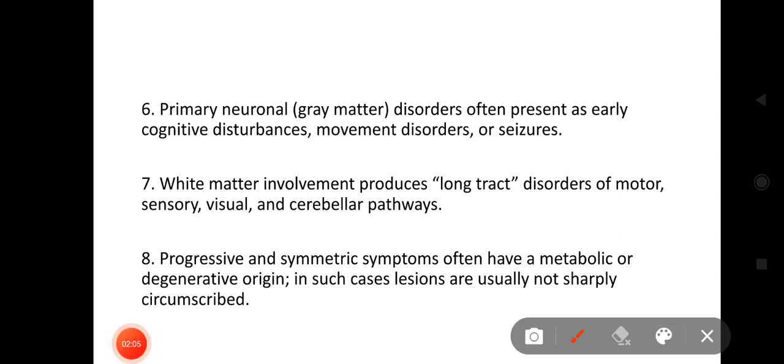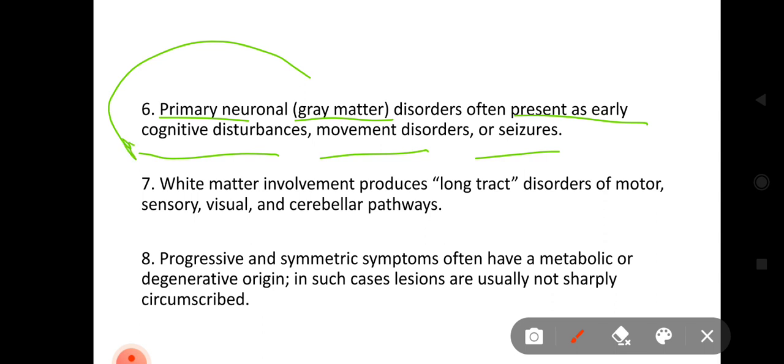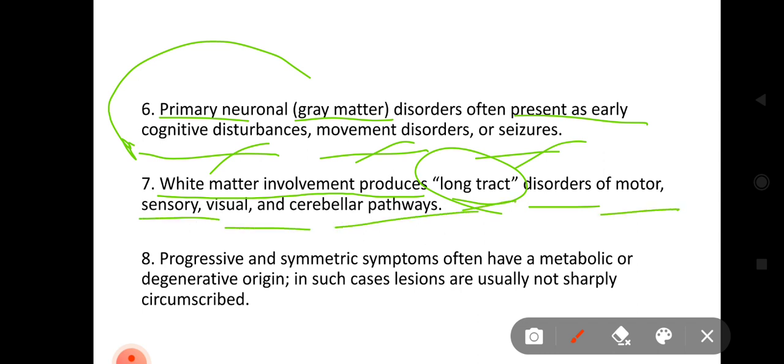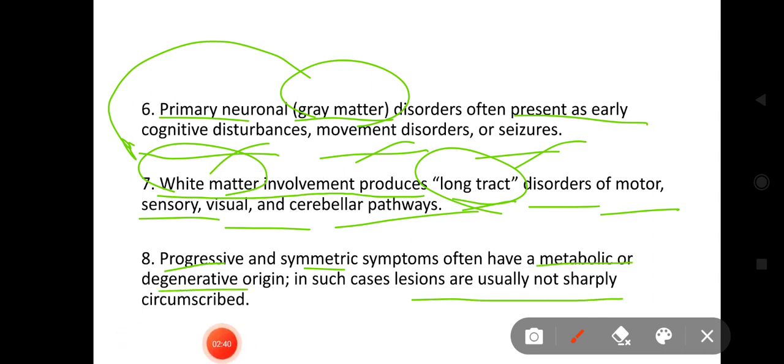Now primary neuronal, that is gray matter disorders, often present as early cognitive disturbances, movement disorders or seizures. So how do gray matter diseases present? They present usually as early cognitive disturbances, movement disorders or seizures, while white matter involvement produces long tract disorders. MCQs can be formed. White matter involvement produces long tract disorders of motor, sensory, visual and cerebellar pathways. So this is the difference between gray matter and white matter disorders. Now progressive and symmetric symptoms often have a metabolic or degenerative origin. In such cases, lesions are usually not sharply circumscribed.